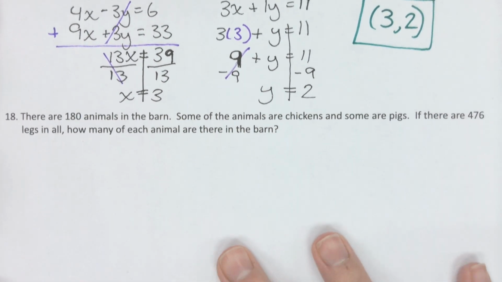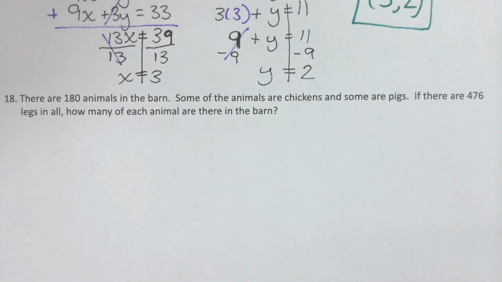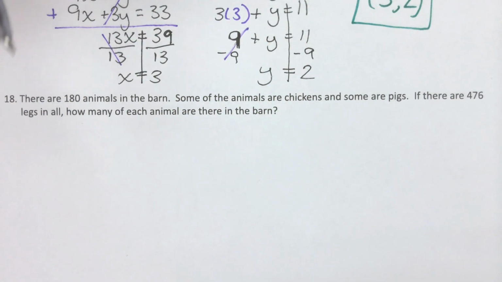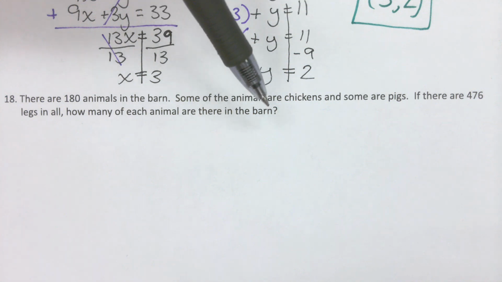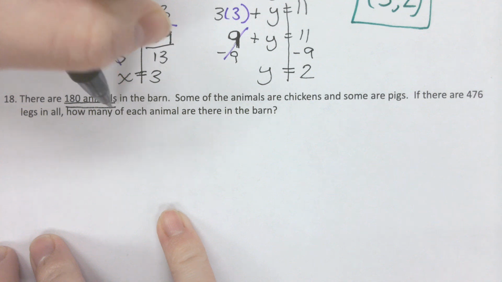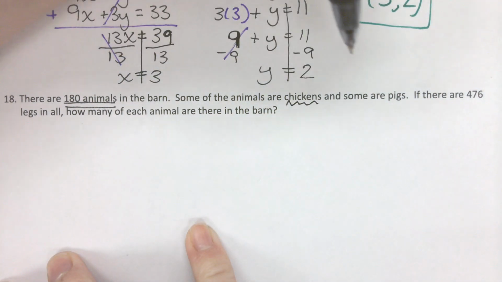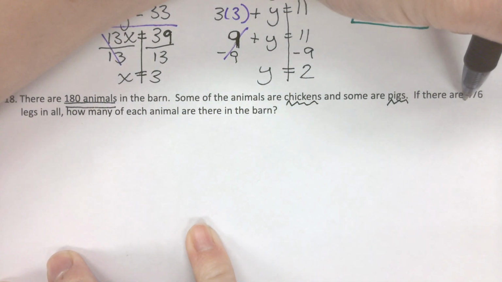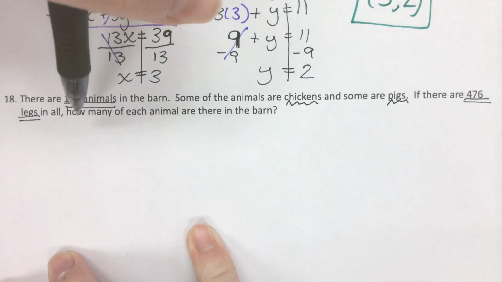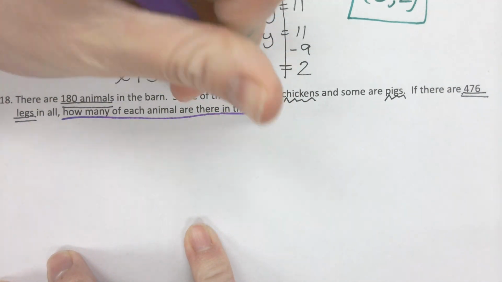All right, last one. There are 180 animals in the barn. Some of the animals are chickens and some are pigs. If there are 476 legs in all, how many of each animal are there in the barn? I'll go through that again. There are 180 animals in the barn. That's a total. Some of the animals are chickens and some are pigs. That's good to know. If there are 476 legs in all, that is a hint that this is a total. How many of each animal are there in the barn? This is the question we're going to answer.